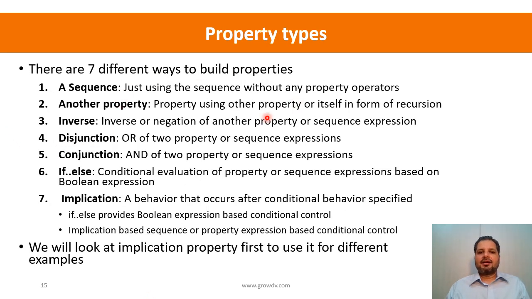There are 7 different ways to build properties, and we will look at each one of them when we go to the property construct. So the first one is a sequence, where you just directly use a sequence without any property operators. I think this is the one that we already saw, that we defined a sequence and directly used it without any guard conditions based on property operators. So that's a sequence type of a property.